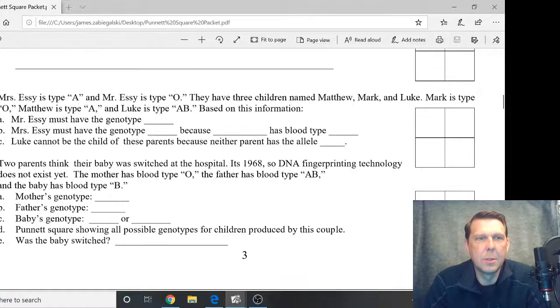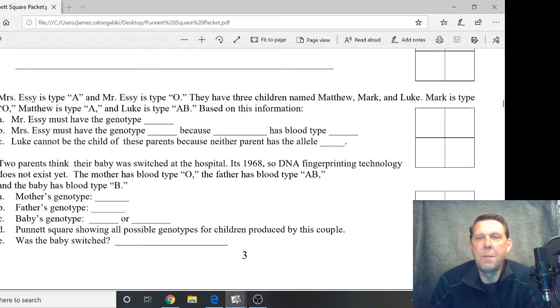Some little detective work. Mrs. Etsy is type A, and Mr. Etsy is type O. They have 3 children, Matthew, Mark, and Luke. Mark is type O, Matthew is type A, and Luke is type AB. Based on this information, Mrs. Etsy must have what genotype? Mr. Etsy must have the genotype because this child has this blood type. Luke cannot be the child of these parents because neither parent has the allele what?